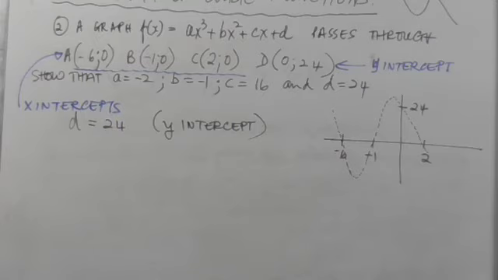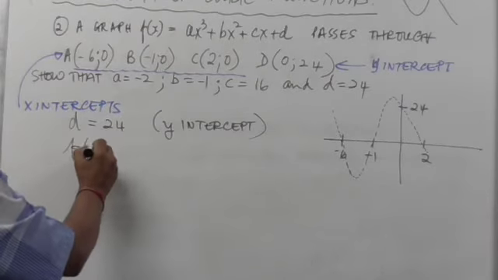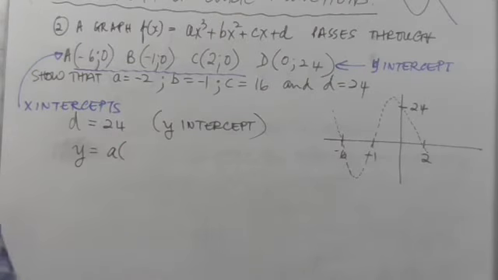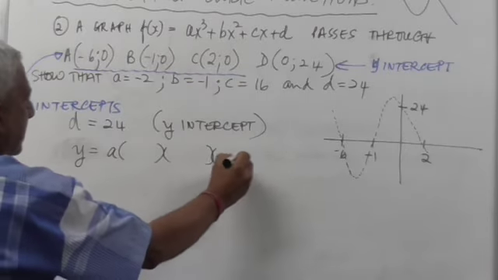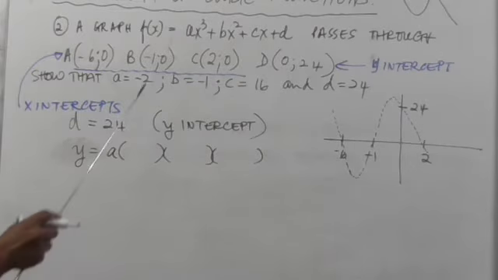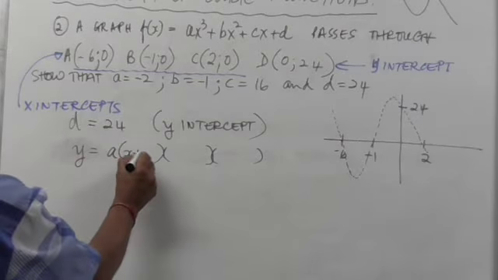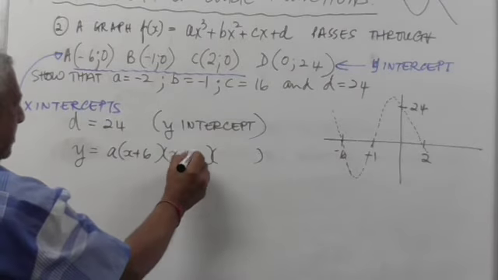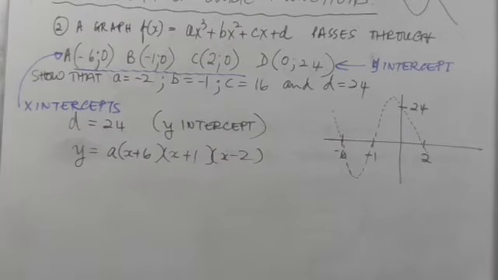Right, so we already found d. That means we can say f of x, or y better still, is equal to a. Now if these are x-intercepts, then just like the parabola, you'll open 3 brackets instead of 2, because it's cubic. Now that will come back here opposite, so it will be x plus 6. That will be x plus 1. That will be x minus 2.